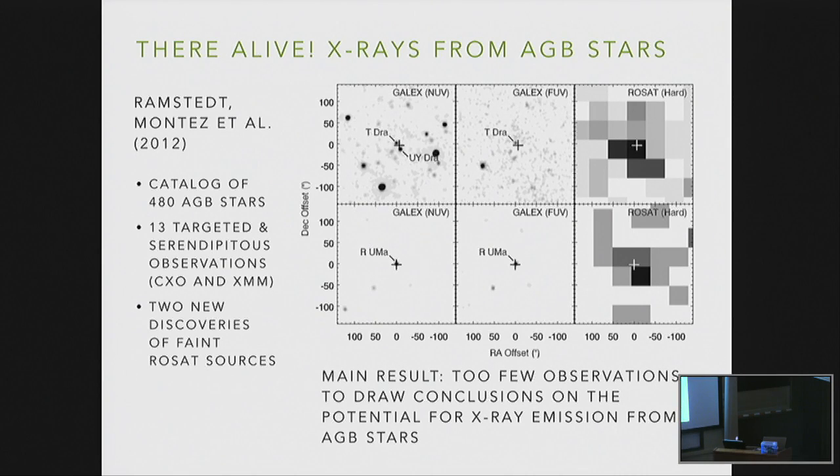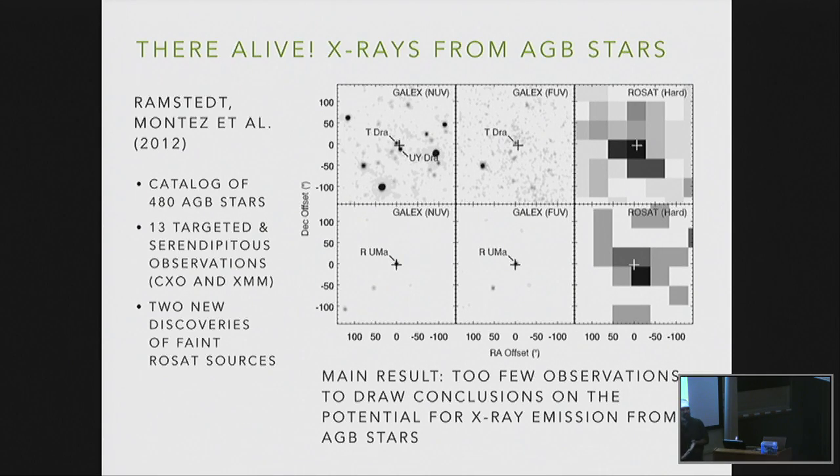So spurred by those, we looked for X-ray observations with more modern telescopes like Chandra and XMM to see if we can actually get down to a deeper limit. We built a catalog of about 500 AGB stars. This includes carbon AGB stars, Mira AGB stars, and these S types, which are rare, but that have essentially equal carbon and oxygen in their atmospheres and circumstellar envelopes. We only found 13 observations in that entire 500 source list.